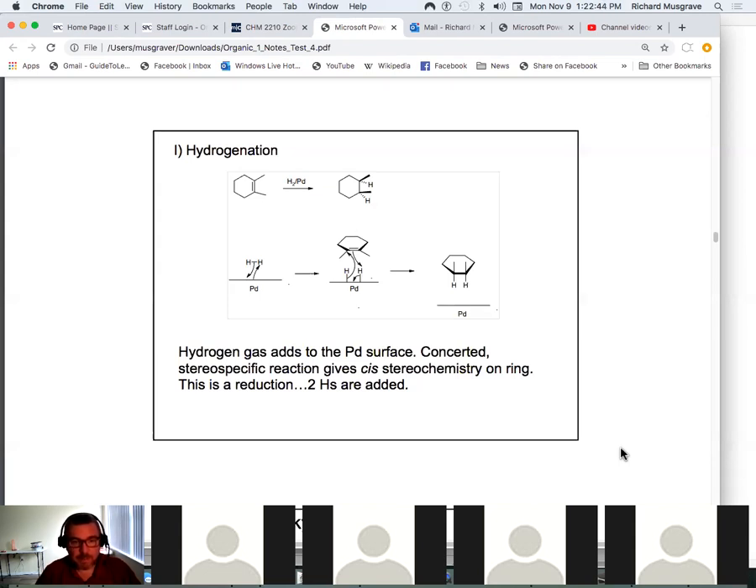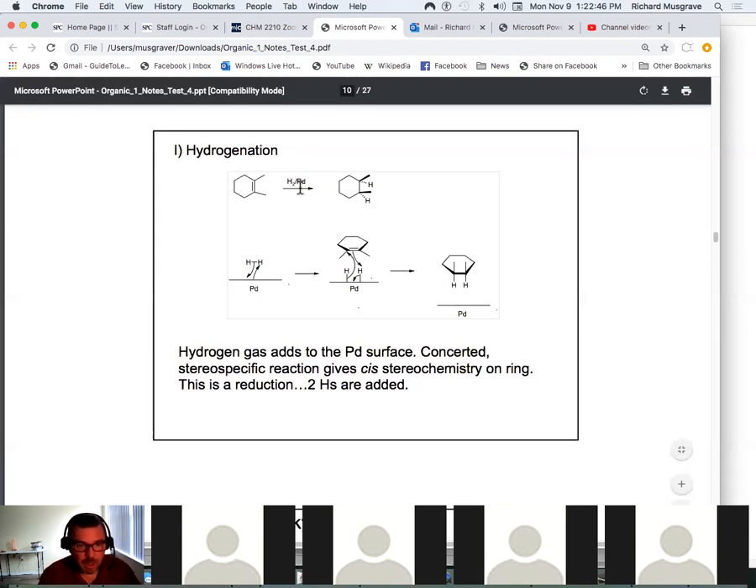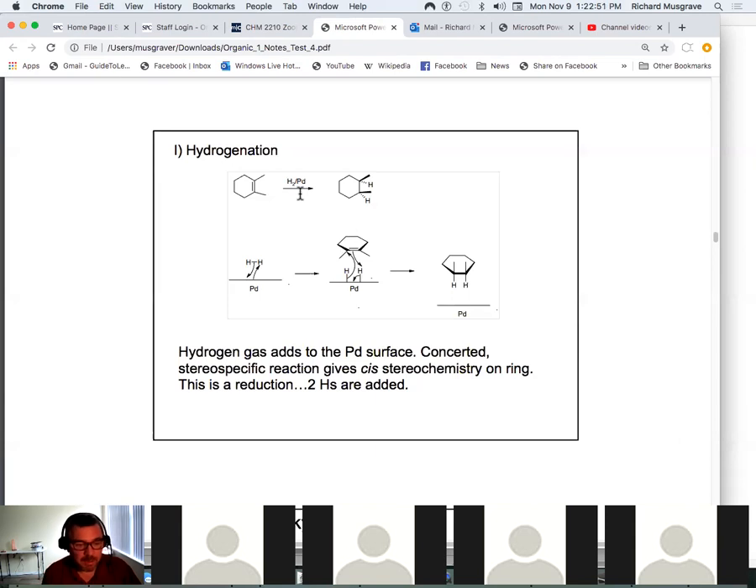What we're using here is hydrogen gas and palladium metal. And the palladium here is a catalyst. We definitely need the palladium. If we didn't have the palladium, this wouldn't work. So what happens is the hydrogen actually bonds to the palladium in the manner I'm showing here in the diagram.